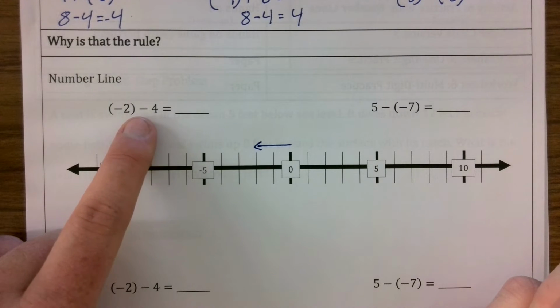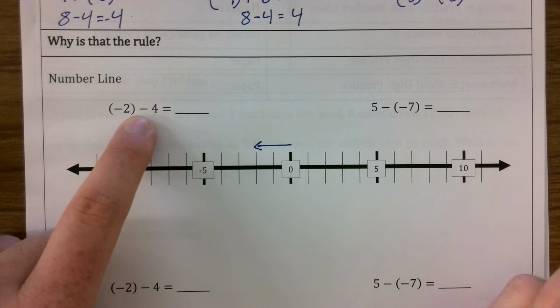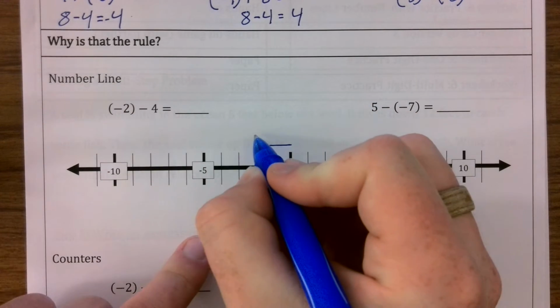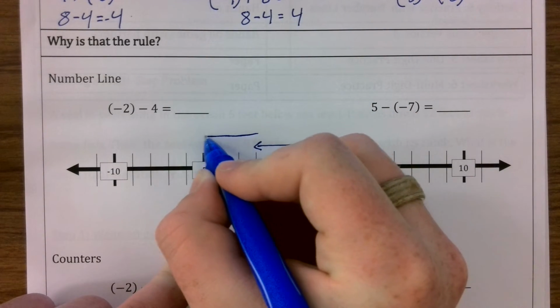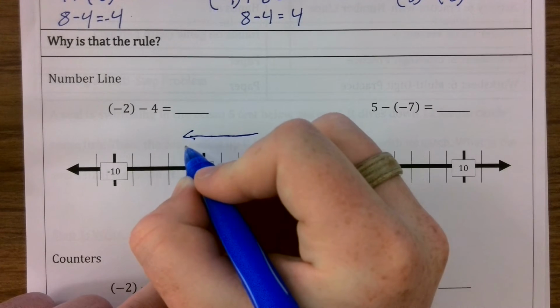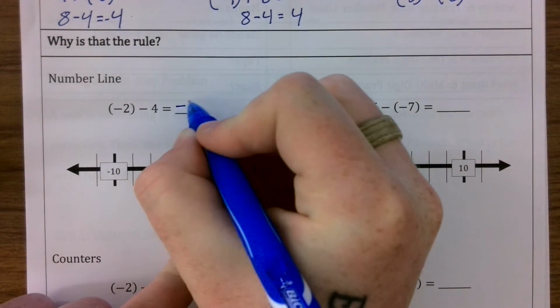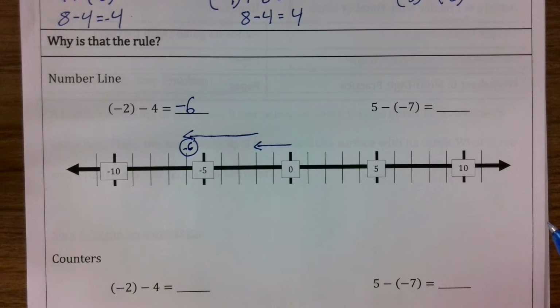Now normally when we subtract, we go to the left. There's no other sign here, so we are going to go to the left. We're going to start at negative 2, and we're going to go 4 to the left. 1, 2, 3, 4. And we end up here at negative 6. That part is not too bad.